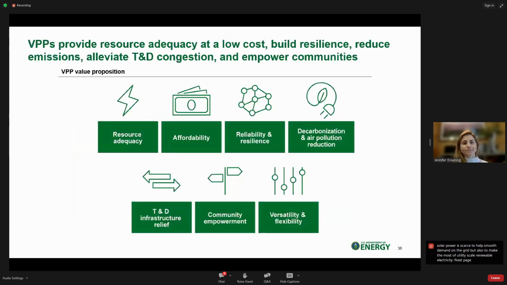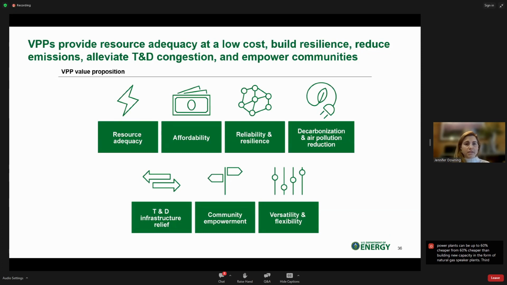Next page. Now, what are the benefits of this approach? Well, they are many. I've already mentioned several. One is resource adequacy. So basically having the generation and distribution infrastructure in place to handle our peak demand. The second is affordability. New peaking capacity from virtual power plants can be up to 60% cheaper than building new capacity in the form of natural gas peaker plants.